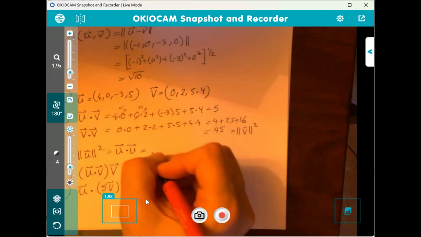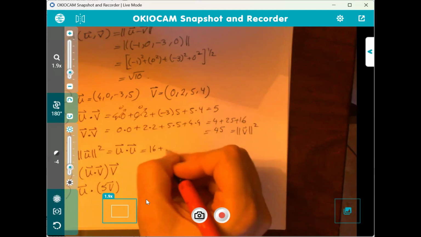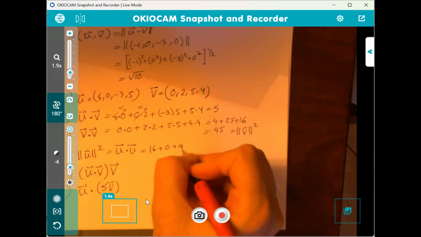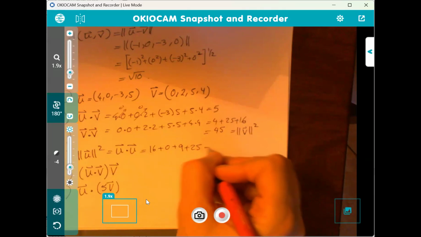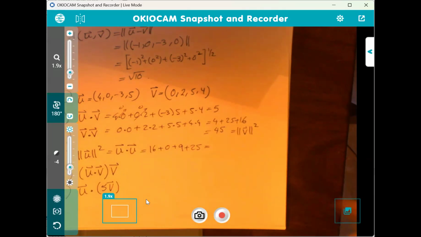So it's going to be 4 by 4, 16, plus 0 by 0, plus negative 3 by negative 3 is 9, and 5 by 5 is 25. And that is going to make it 50. Thank you, Jordan, again.